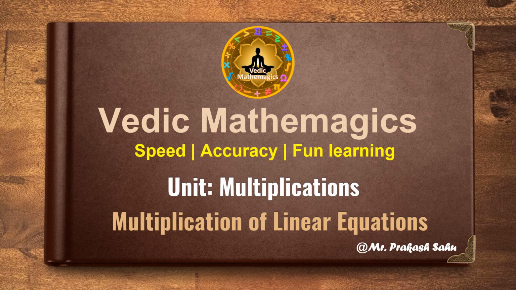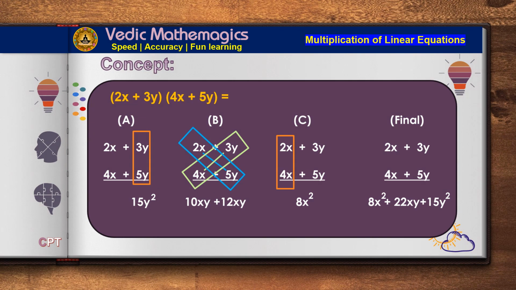In today's class, we are going to learn the multiplication of linear equations. So let us start. So here is the concept. In this question, we are going to multiply 2x plus 3y with 4x plus 5y. We have to write it vertically, and then we will be using the vertically and crosswise pattern of multiplication. In the previous video, we already learned this, and the method is called the IXI method.